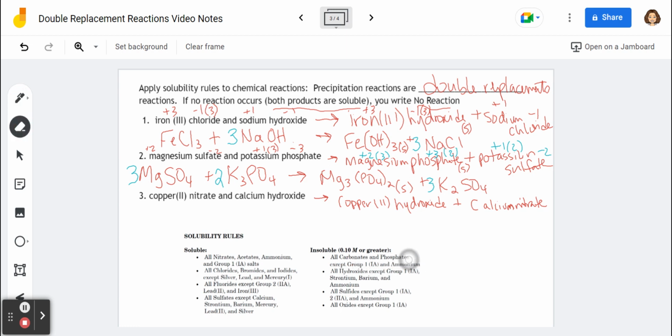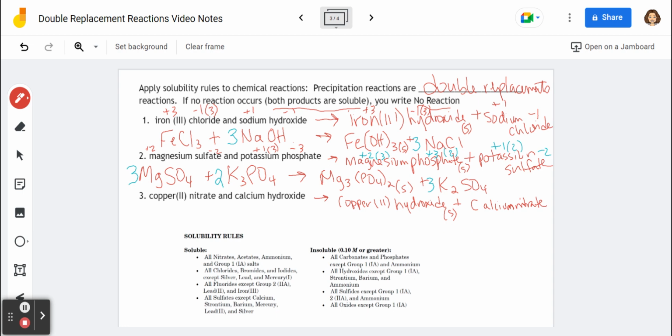So we look at our rules. We have a hydroxide. So hydroxides are insoluble except for group 1, strontium and barium. So copper is not in group 1. So that will be our solid precipitate. So then we want to write our reaction.